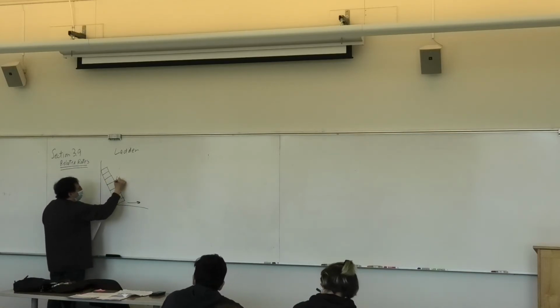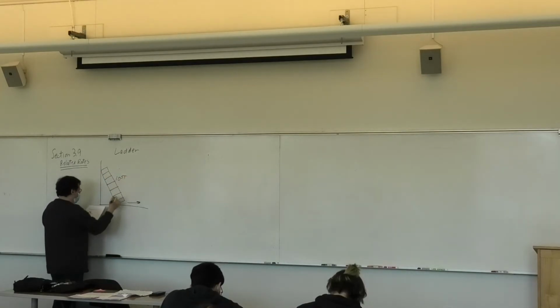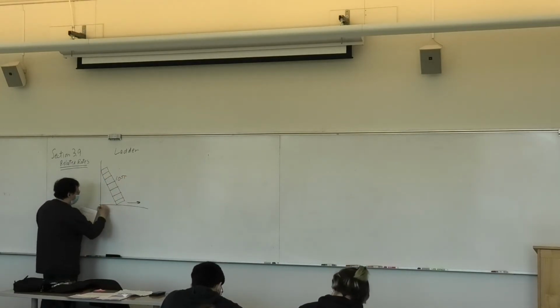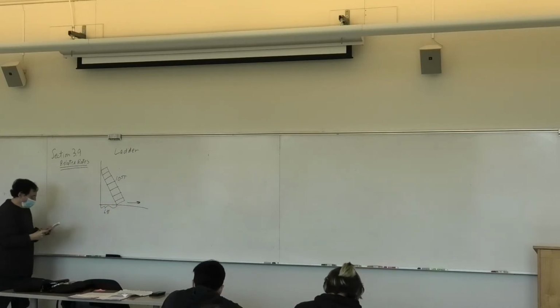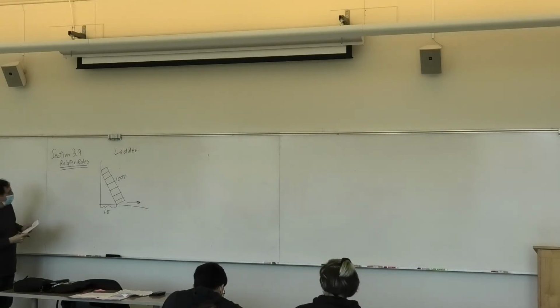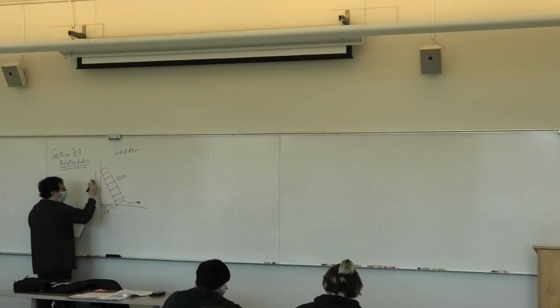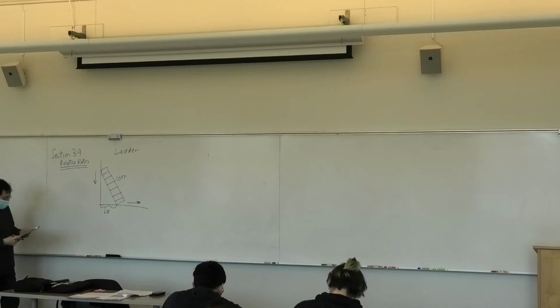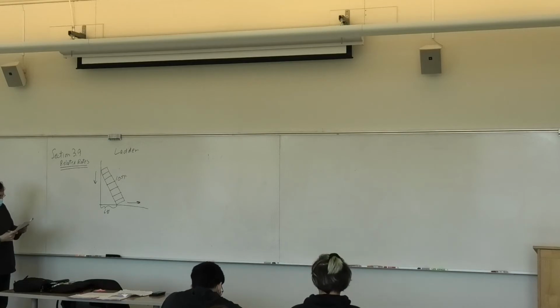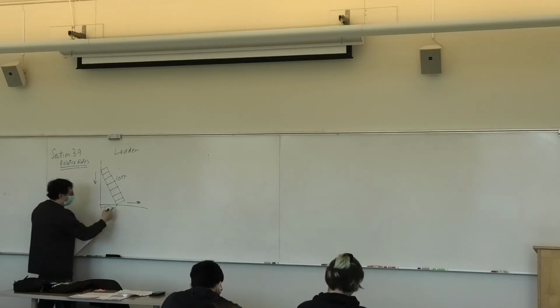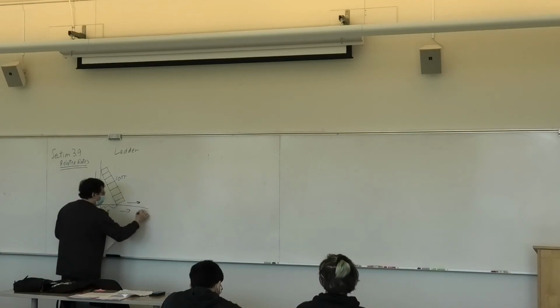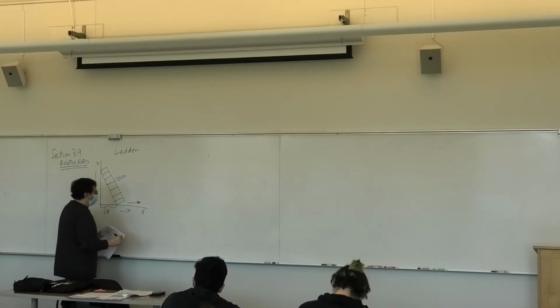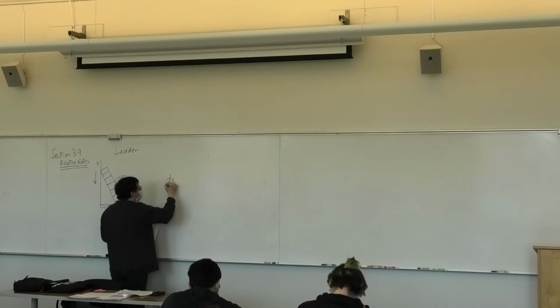So the ladder is 10 feet long and it's leaning against the wall. And the bottom of the ladder is 6 feet away from the wall. And it's slipping. The top is coming down, the bottom is going out. And we want to find how fast it's going. We get to use the usual x, y coordinates. So really, we're looking for the dx dt here.